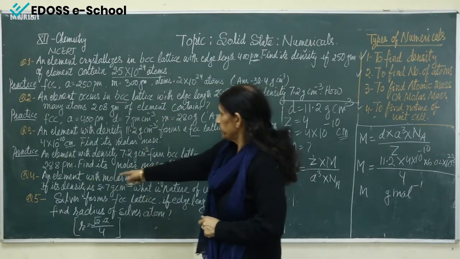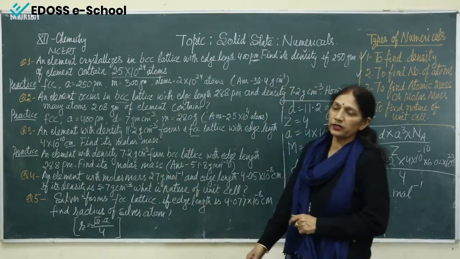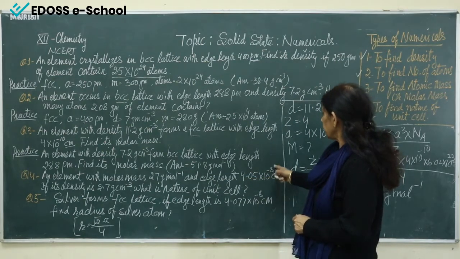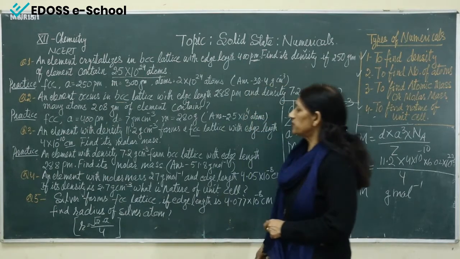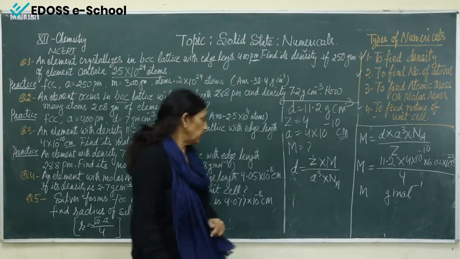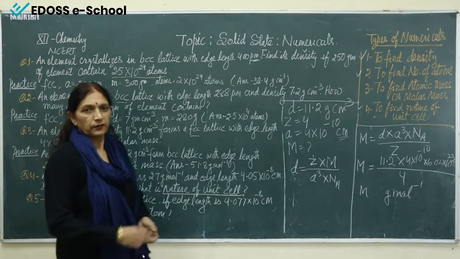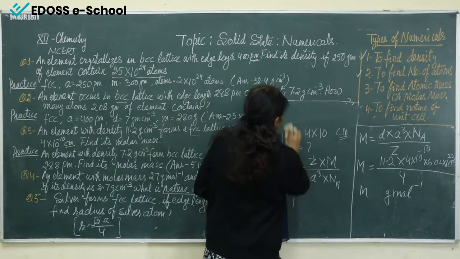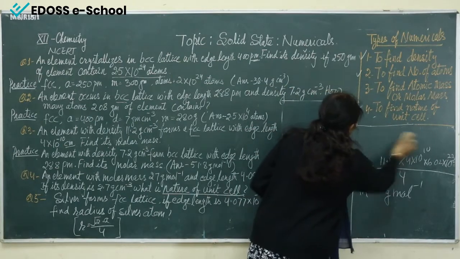See here the question. Question is, an element with molar mass 27 gram per mole and edge length 4.05 into 10 raised to power minus 8 centimeter. If its density is 2.7 gram per centimeter cube, what is the nature of the unit cell? Now see here, nature of the unit cell. Got confused? Now see here, there is no need to be confused. Now see what to do in this question.